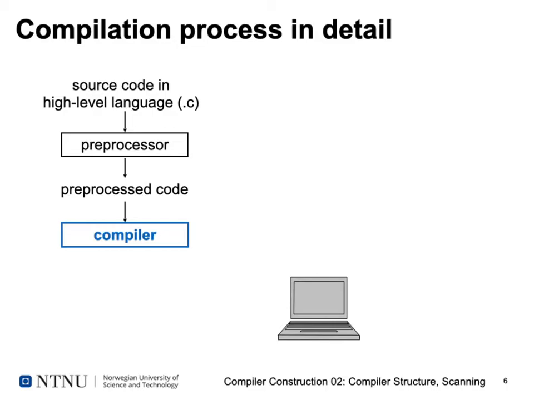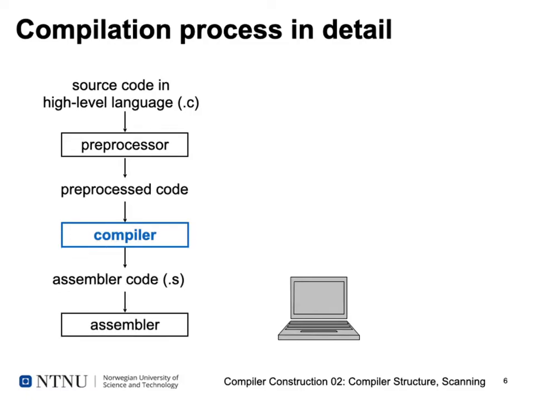The compiler does all sorts of transformations and usually generates assembler code as an output. So this assembler code is still human readable, but it's already on a level that is very close to what our machine is able to understand. Now, this is still human readable, so we have to transform this into some sort of machine code, binary code that our computer can understand.